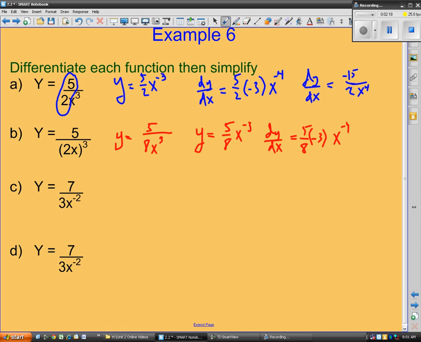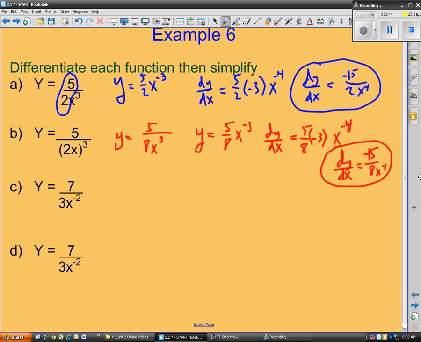And so my final simplification for that is going to be dy dx will equal negative 15/8 over x to the fourth. And so that's probably what we're looking for. That's the best answer I can get, fully simplified. And I just changed the negative 4 back to a positive 4 and put it on the bottom, just like I did in the previous one.